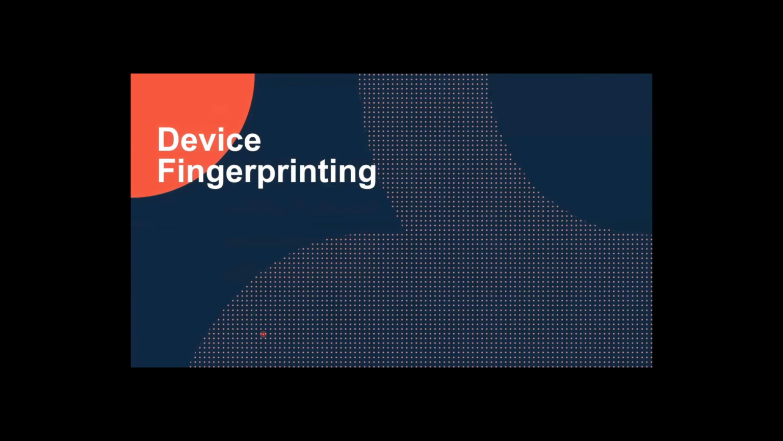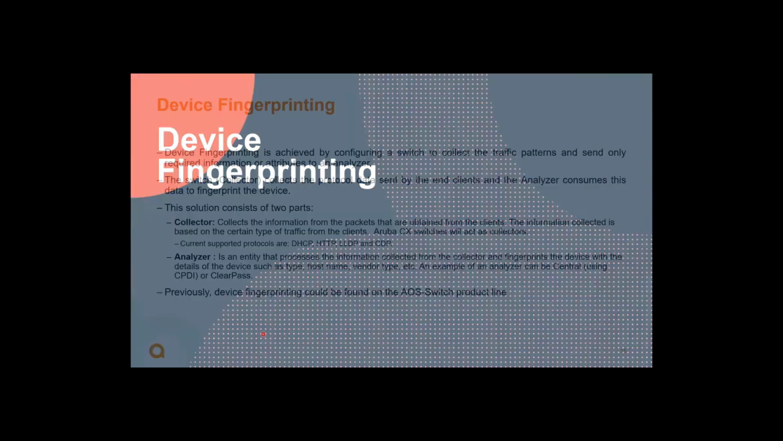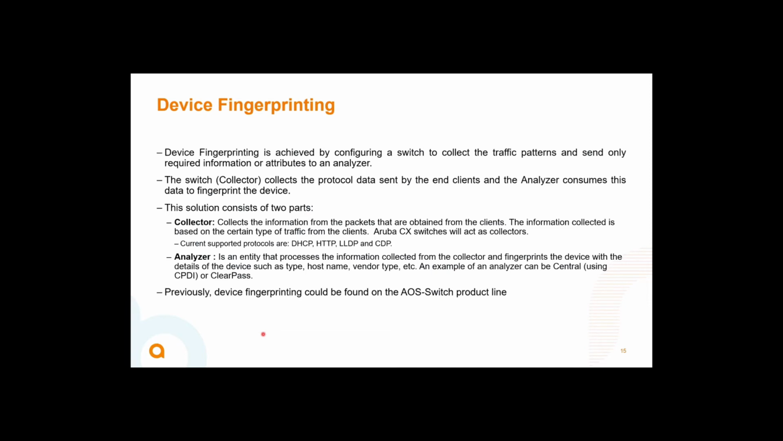Finally, the last feature I wanted to talk about is device fingerprinting. Device fingerprinting is achieved by configuring a switch to act as a collector, and that collects traffic patterns and then can send the specific attributes that it can detect from the client to an analyzer. And then the analyzer can process that information and fingerprint the device. So our CX switches can now act as device fingerprinting collectors, and that'll collect specific protocol data sent by clients, and then send it to an analyzer to fingerprint the device.